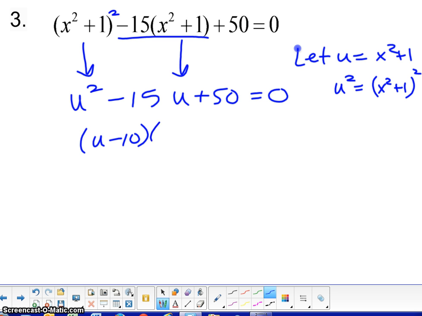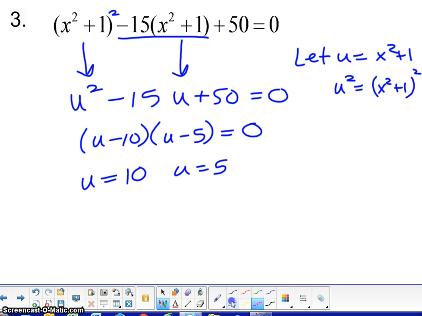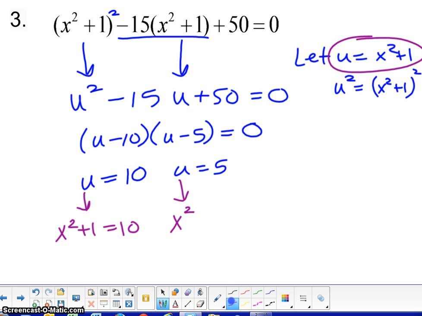Okay, so you should get u minus 10 and u minus 5. And in this case, u equals 10 and u equals 5. Okay, so this is where we're going to bring back what we let u equal in the first place. So u is now x squared plus 1 equals 10, and u is now going to be x squared plus 1 equals 5. To solve for x, we get plus or minus 3. And when you solve for x, you get plus or minus 2.